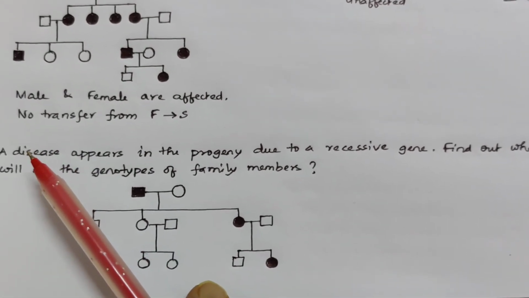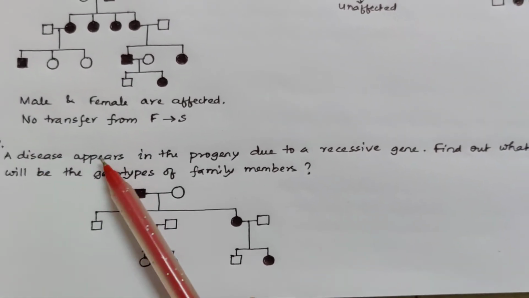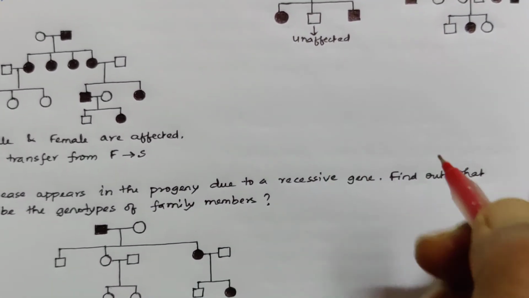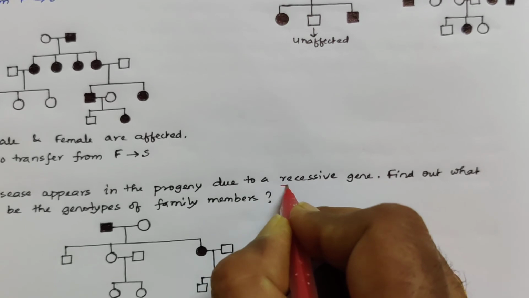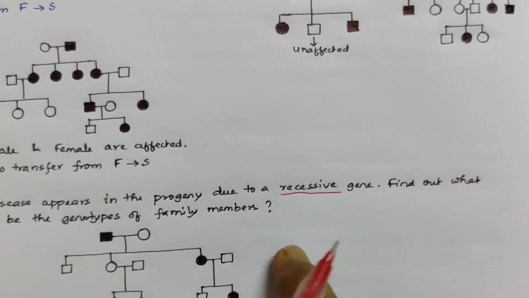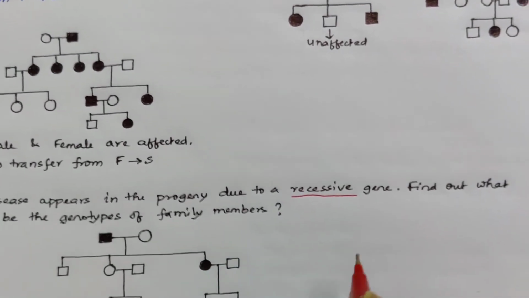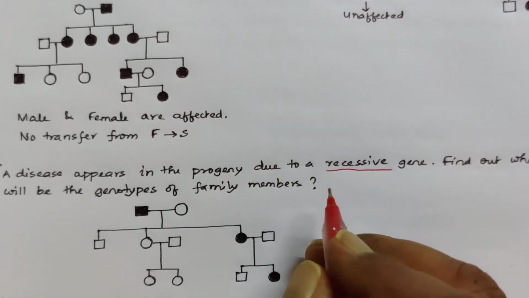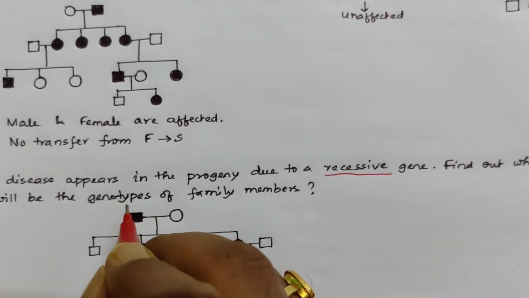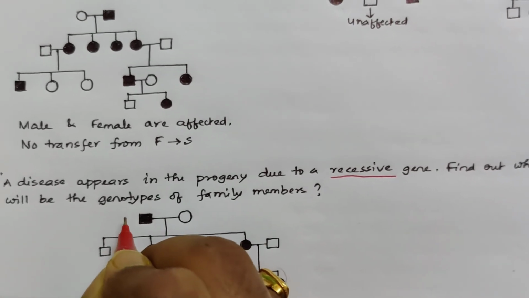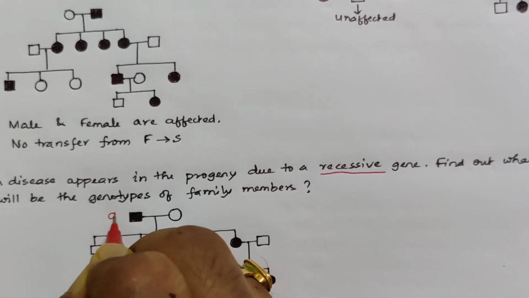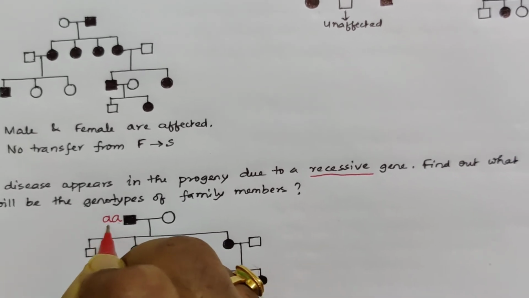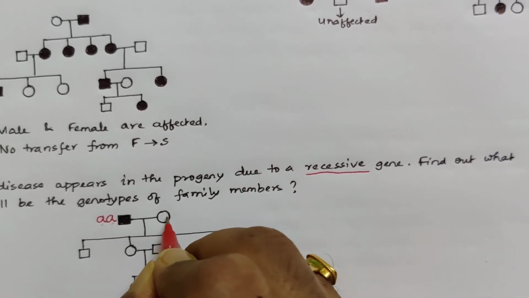There's a question over here, a problem. A disease appears in the progeny due to a recessive gene. Now mark this point, this is a recessive gene. If the disease is transferred by a recessive gene, find out what will be the genotypes of the family members. Now if it's a recessive gene, it has to be in homozygous condition. That means small a, small a.